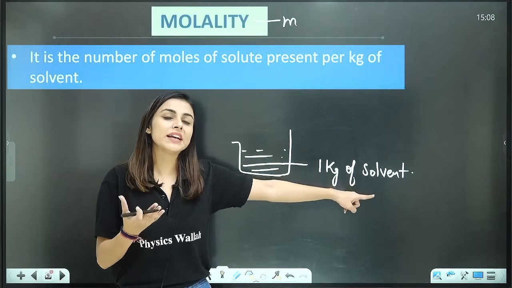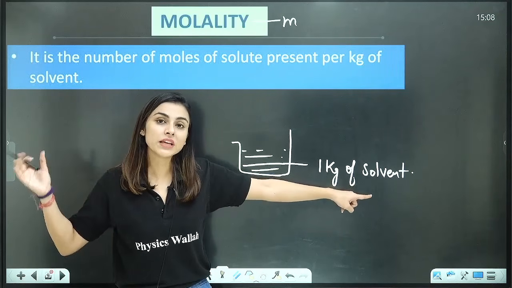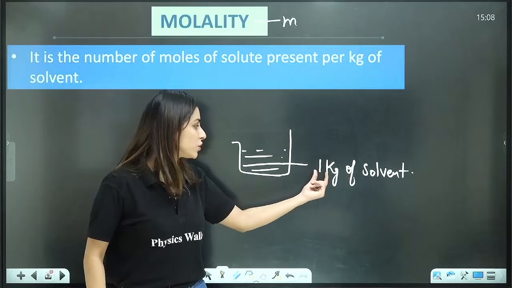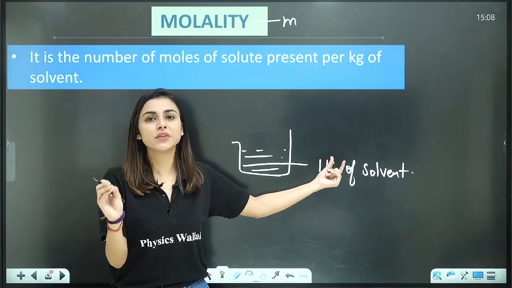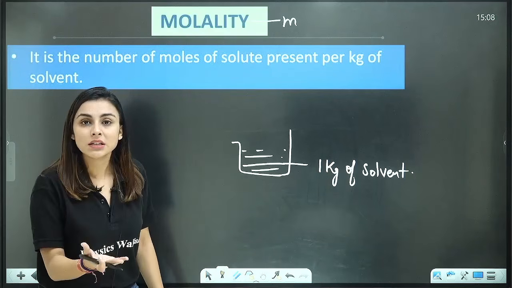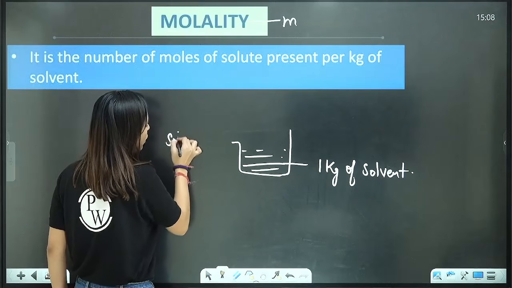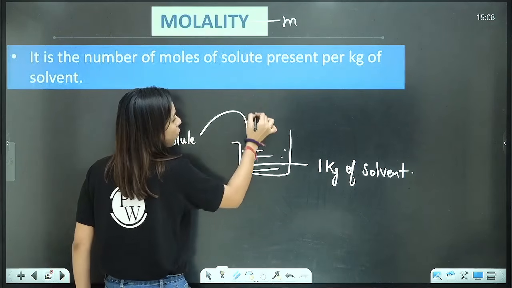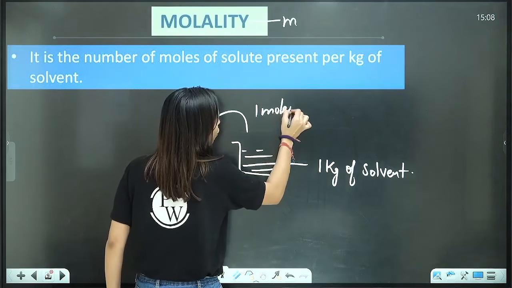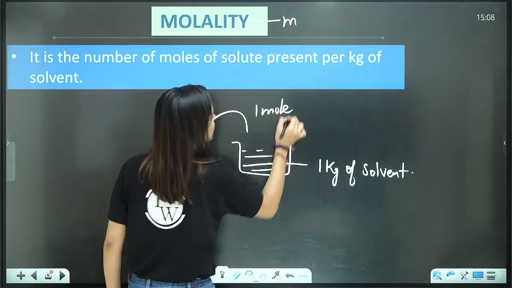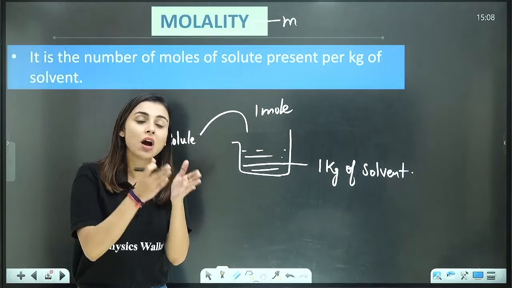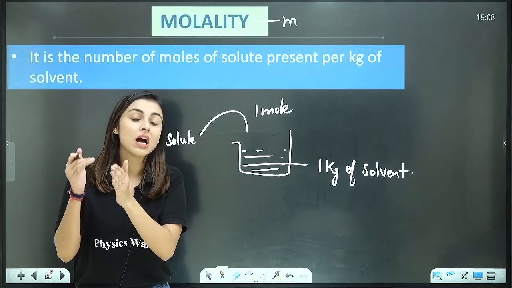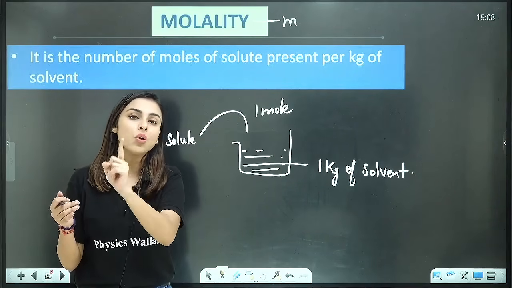In case of molarity, you talked about the volume of the solution, but here you're going to talk about the mass of the solvent, and that is 1 kg. It is fixed. Now you add the solute. Let us say you added 1 mole. So if you add 1 mole of solute, then molality would be defined as how many moles of solute are dissolved in 1 kg of solvent.